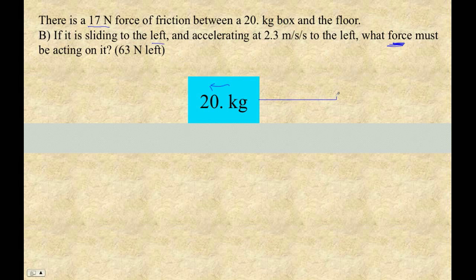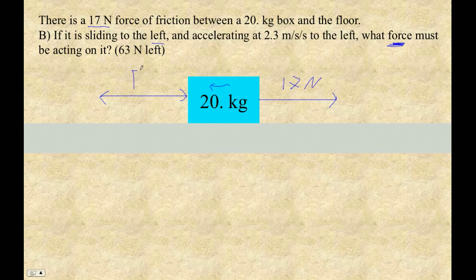So if it's sliding left, then the friction is to the right. There's 17 newtons. Okay? And then we're exerting an unknown force. Now, we know darn well that that force is going to be to the left, but we're going to be all coy here. We're going to pretend like we don't know. So I just sort of draw the unknown force, right?